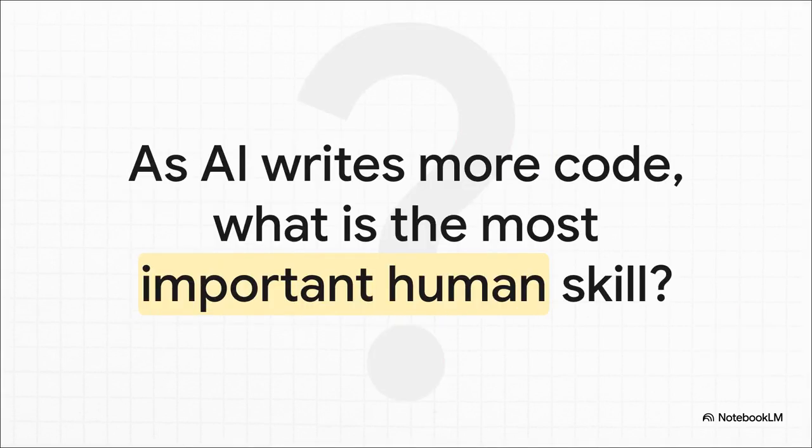And that leaves us with one last big question to think about for the future. As AI gets better and better at actually writing the code for us, what becomes the most important human skill in all of this? Maybe it's less about the technical skill of writing the code and more about the wisdom of choosing the right tool for the job.